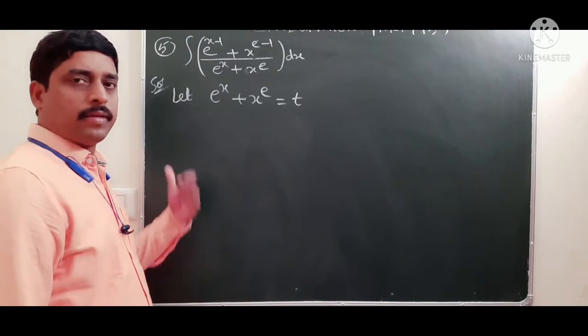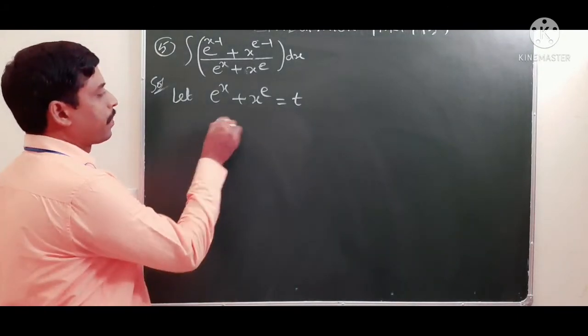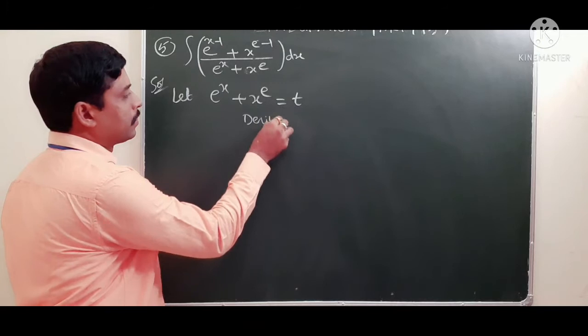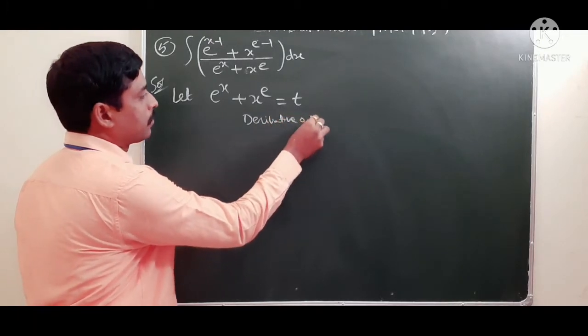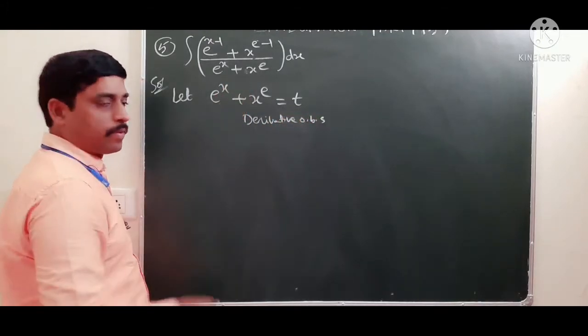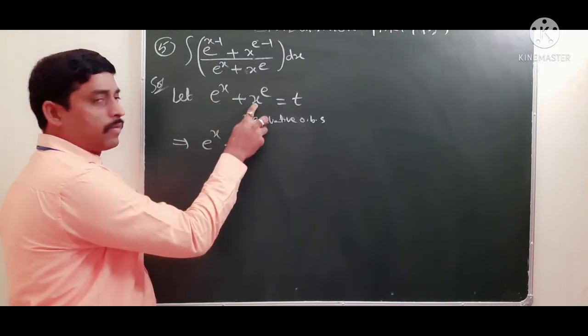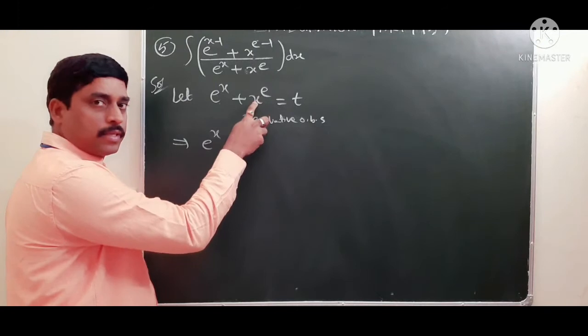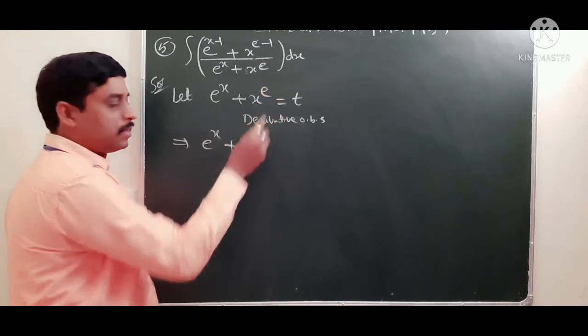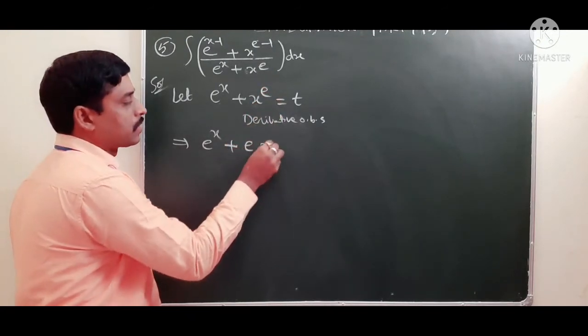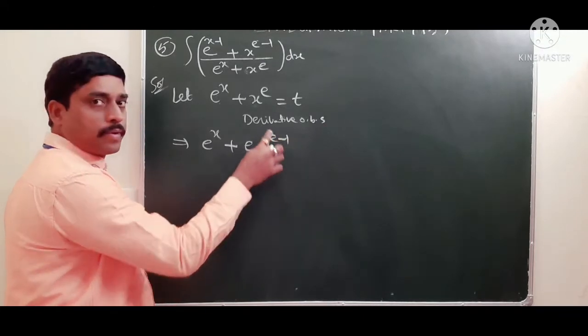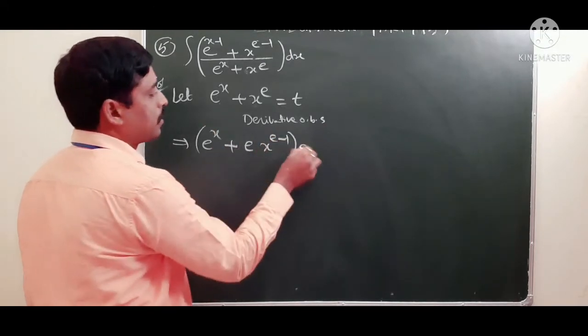Okay, clear? So now derivative on both sides. Derivative of e to the power x will be e to the power x. Derivative of x to the power e: this is in the form of x to the power n, so n into x to the power n minus 1, that is e into x to the power e minus 1. dx is equal to dt.